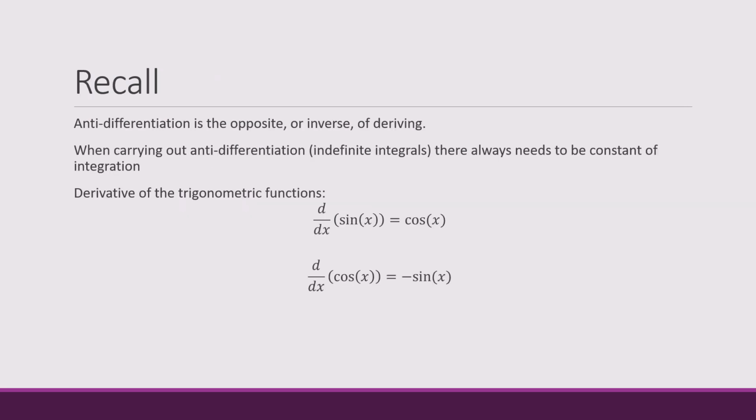Key things to remember: anti-differentiation is the opposite or inverse of deriving. When carrying out anti-differentiation, we always need our constant of integration, that's C. And remember our derivatives of trigonometric functions. The derivative of sine is cos, the derivative of cos is negative sine. We often draw a little table like this: sine x, cos x, negative sine x, negative cos x, positive sine x, and going down this row is how we derive our trigonometric functions, just by going down that list.